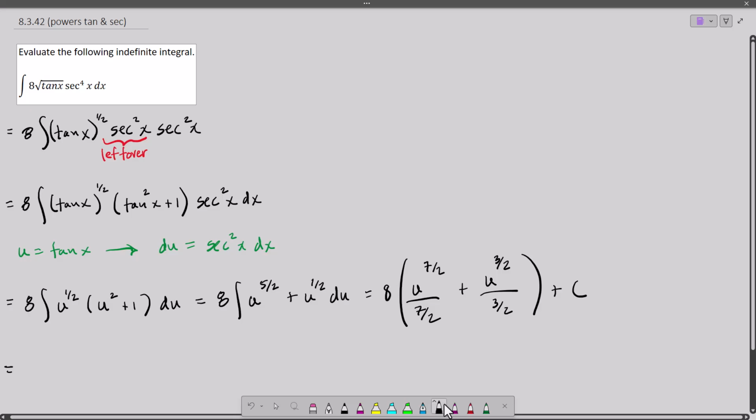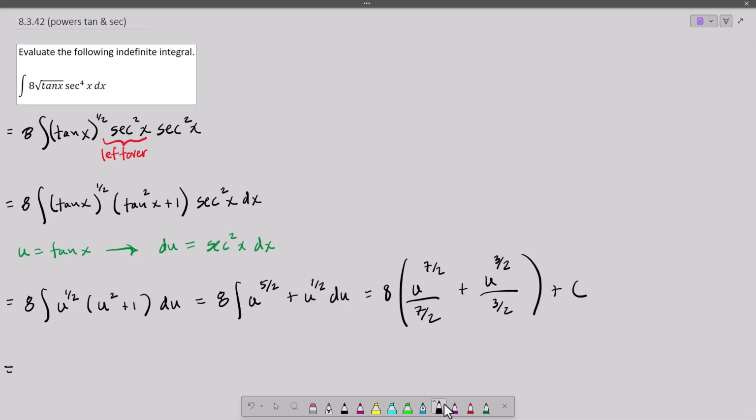We'll distribute the 8 and we'll flip those denominators. So we'll have 16 over 7, and then u is tangent, so we'll have tangent to the 7/2 of x, plus we flip over the 3/2 and get 2/3, and then we multiply by 8, we get 16/3 tangent raised to the 3/2 power x plus c. There we go.